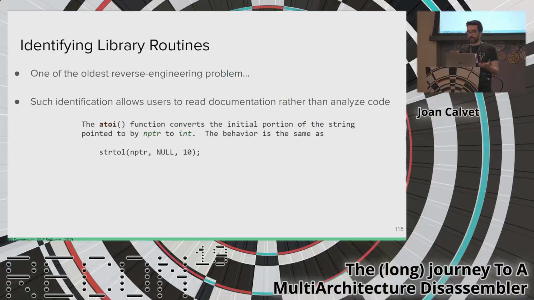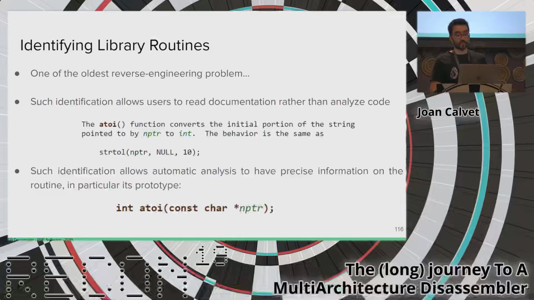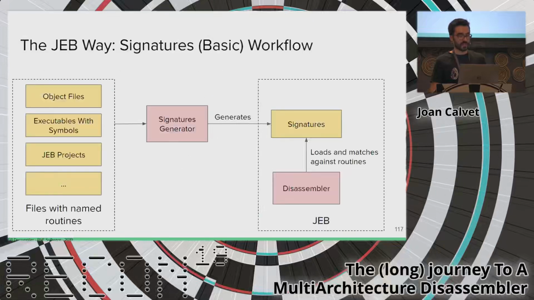Obviously, such identification is super useful for users as it allows reading the documentation rather than analyzing the code. And it is also useful for automatic analysis as it provides useful information like the prototype of the identified routine. Otherwise, the decompiler, for example, has to guess the prototype, which can be non-trivial, to say the least. So the way we handle that in Jeb is pretty standard.